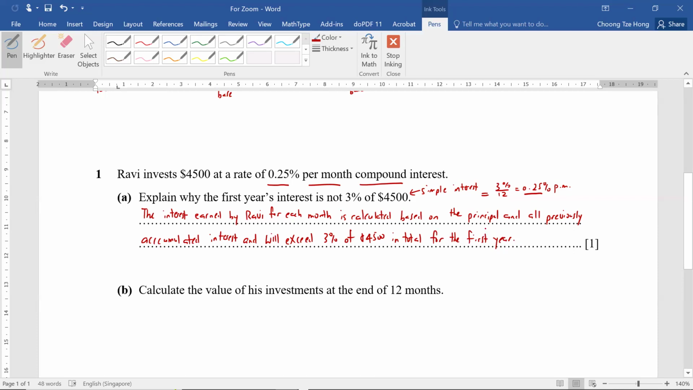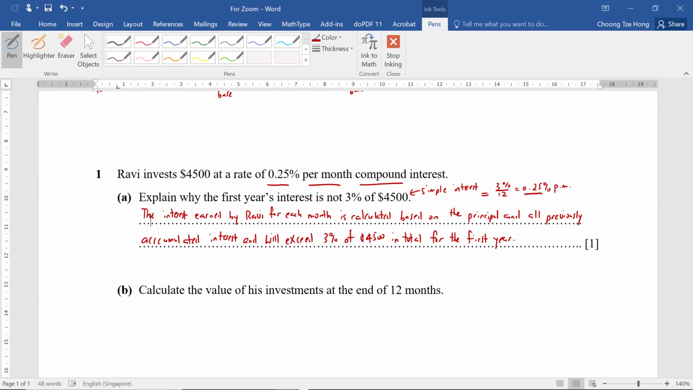When you are answering explanation questions in the O level, you've got to be very clear about the idea behind the concept. If you are not clear about the idea behind the concept, it's rather difficult for you to answer in a manner whereby your answer is clear and easily understood. So what we will say is that the interest earned by Ravi for each month is calculated based on the principal, which is 4,500, and all previously accumulated interest. That means from the previous month, and it will definitely exceed 3% of 4,500 in total after 1 year.